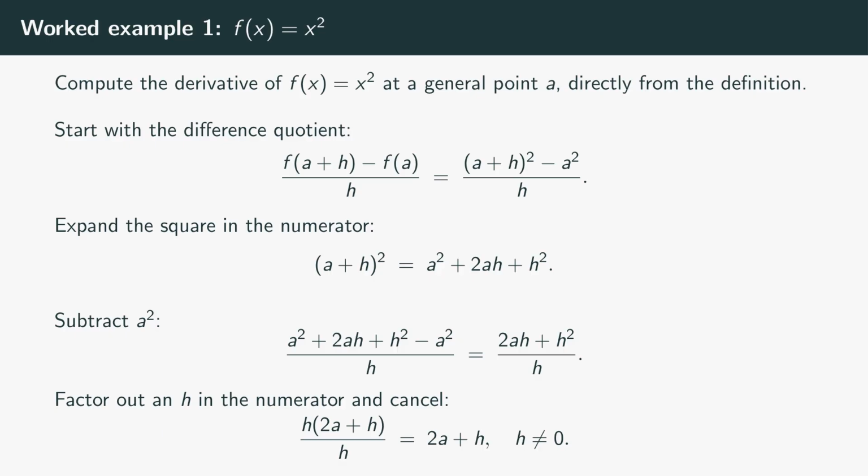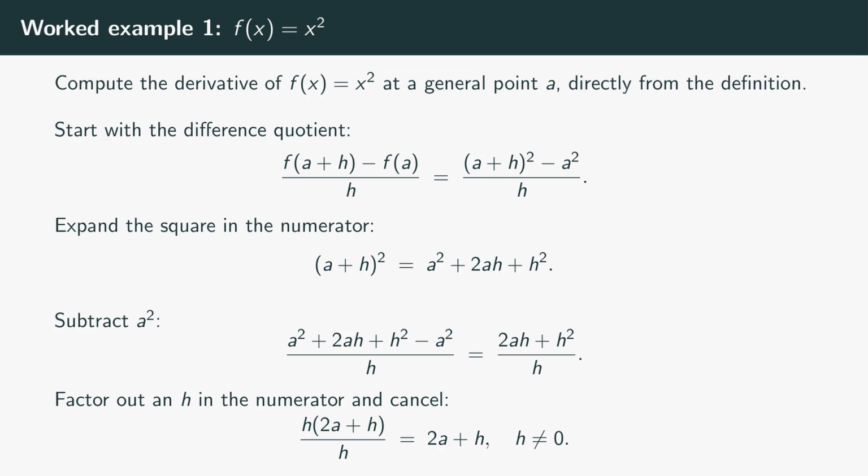Now look at the denominator. It's an h. And every term in the numerator has an h in it. 2ah has one factor of h, h squared has two. Factor the h out of the numerator, you get h times the quantity 2a plus h. The h on top and the h on the bottom cancel. For every non-zero h, the difference quotient is just 2a plus h.